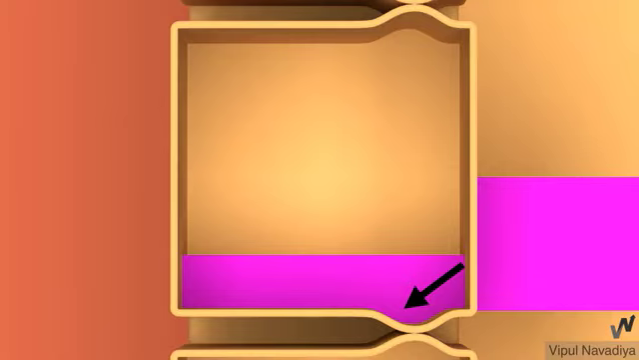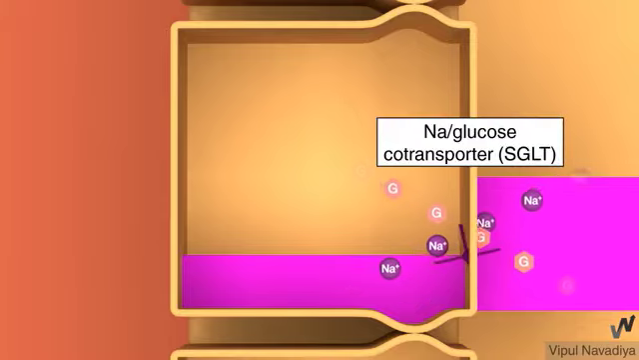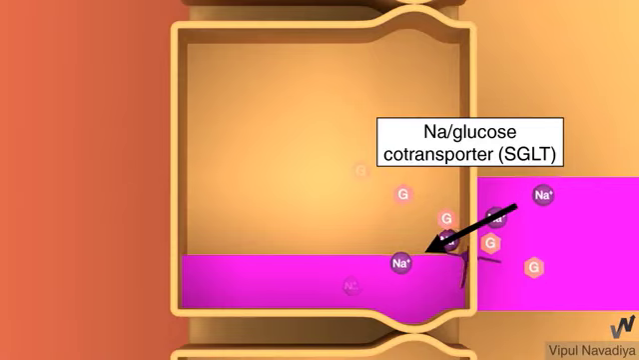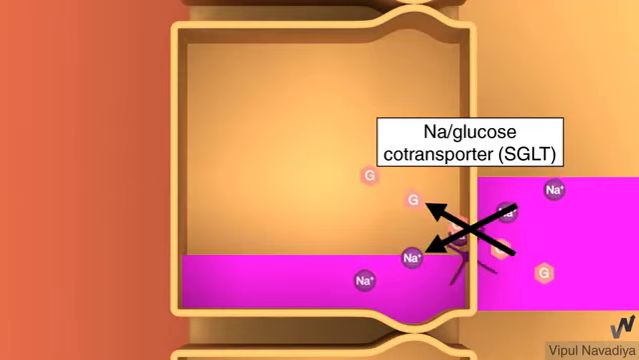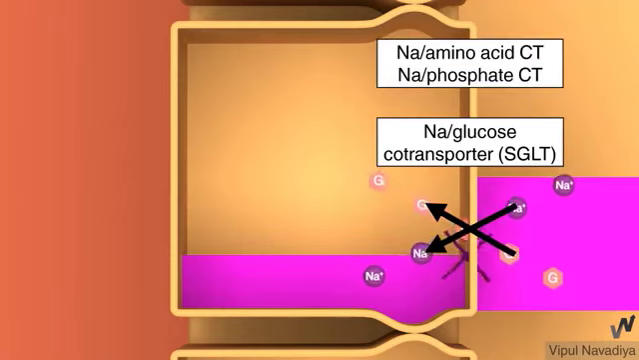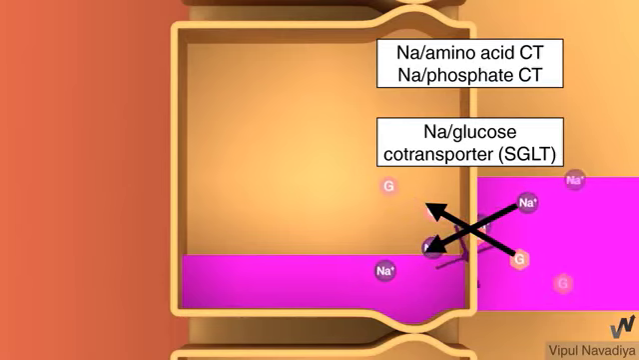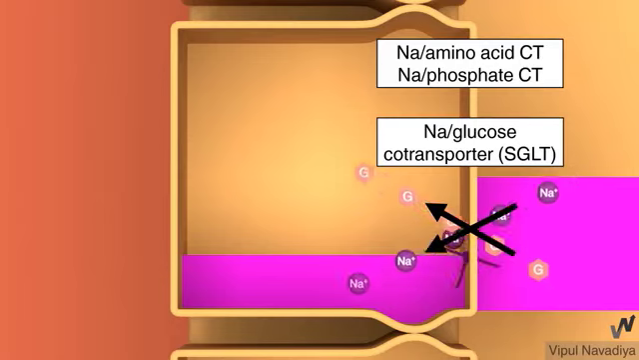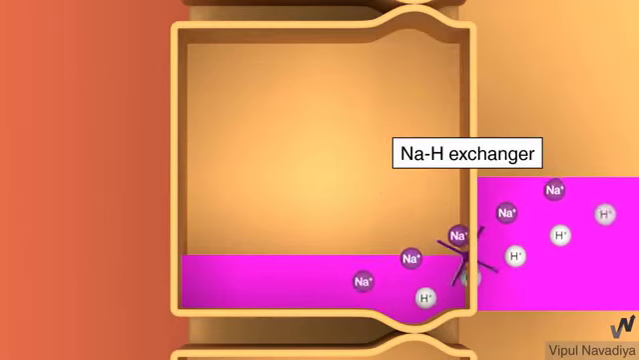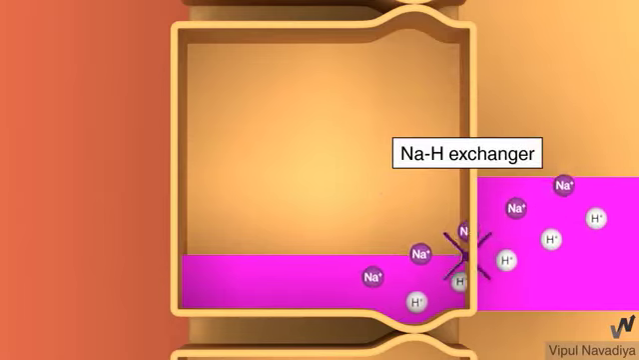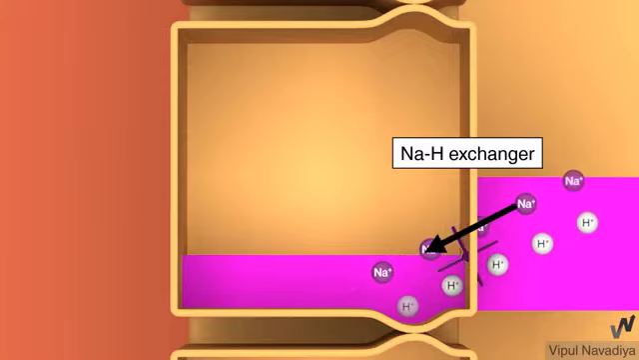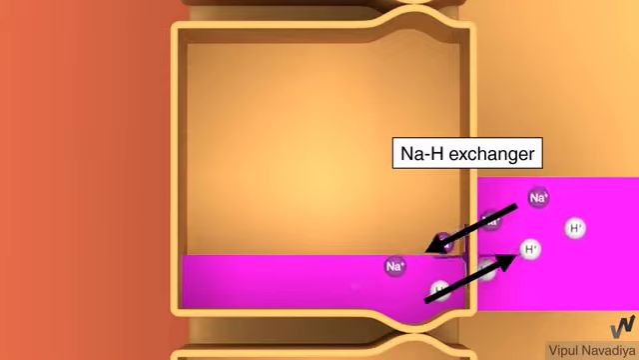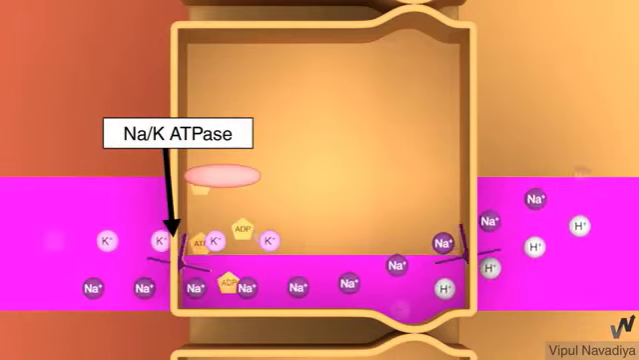With the sodium, some other molecules are also co-transported, like glucose, amino acids, and other substances. This process is called co-transport, like sodium-glucose co-transport, sodium-amino acid co-transport, and sodium-phosphate co-transport. This occurs passively without energy need. Also, some substances are secreted in exchange with sodium, like hydrogen. Sodium will enter the cell while hydrogen is secreted into the lumen.